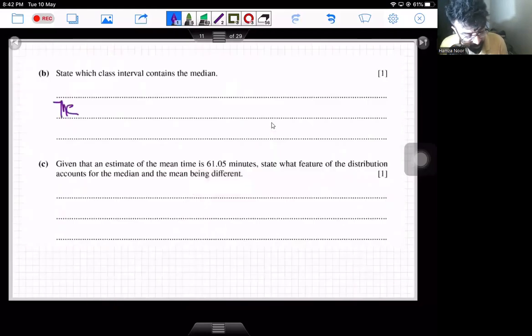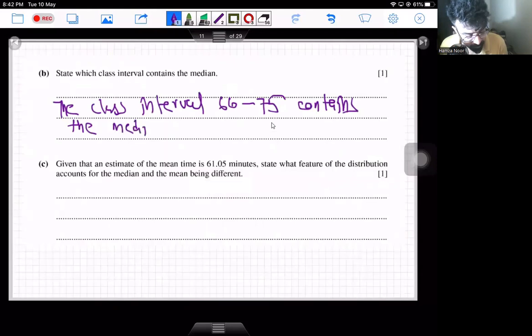The class interval 66 till 75 contains the median. Even if you just state that 66 to 75, you will get your 1 mark.